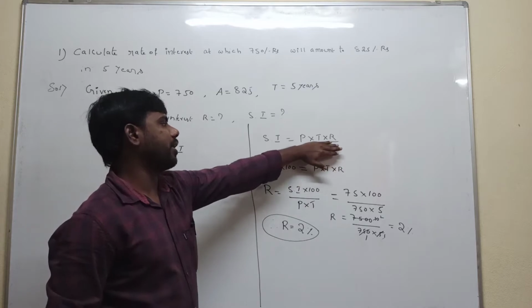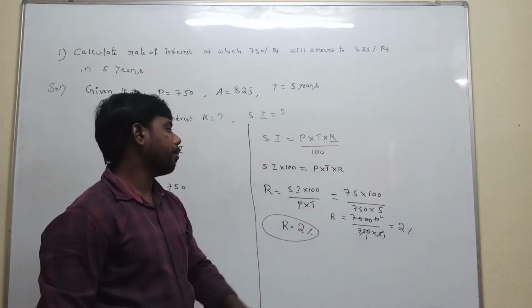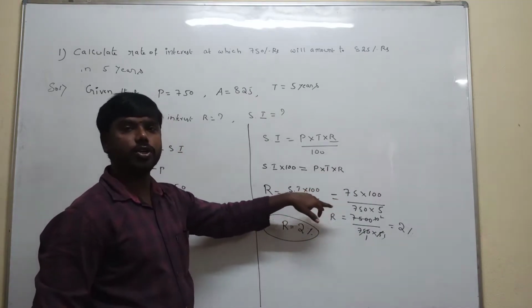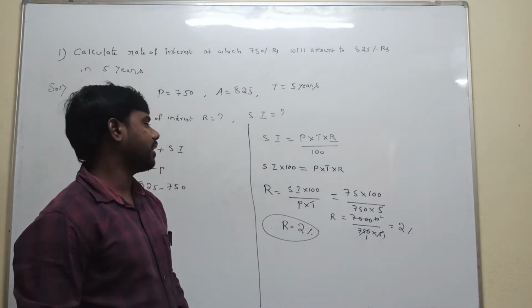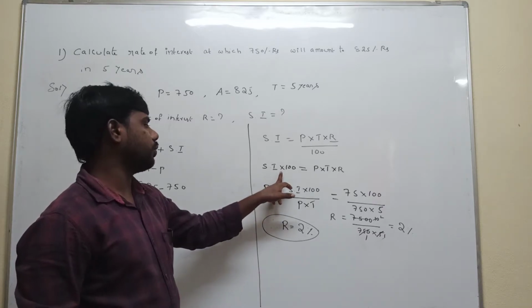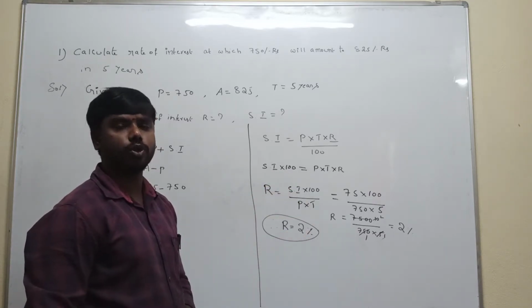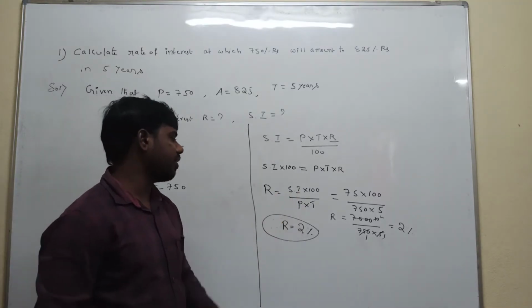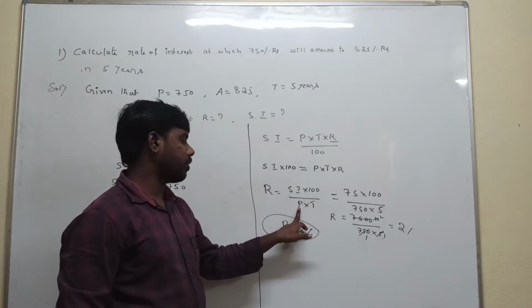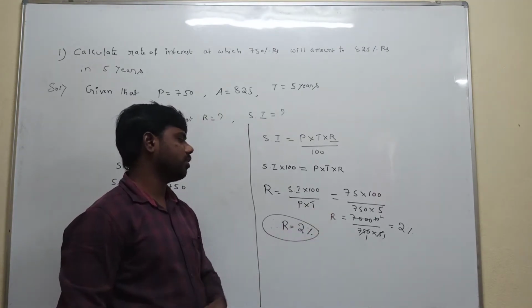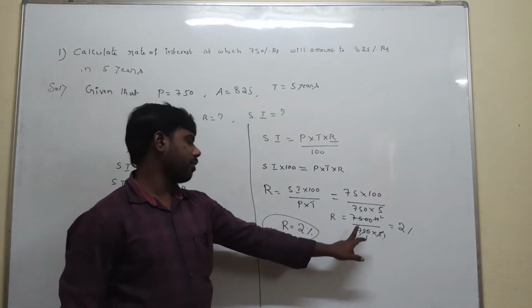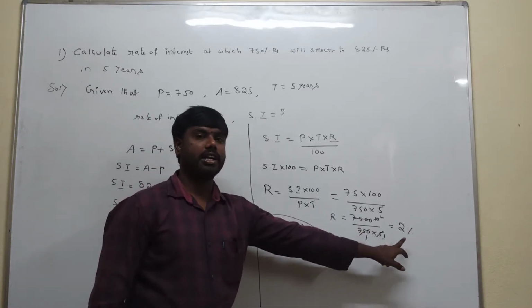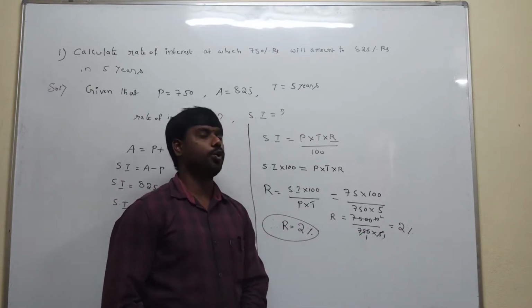The remaining element on the right hand side is PTR, but we only need to calculate the rate of interest. That's why P and T values go to the left hand side denominator. That's why R equals simple interest into 100 by P into T. Now we are substituting the values. Simple interest value is 75 into 100 divided by principal P value 750 and T is 5. So now everything will cancel. Finally, the required rate of interest capital R is equal to 2%.